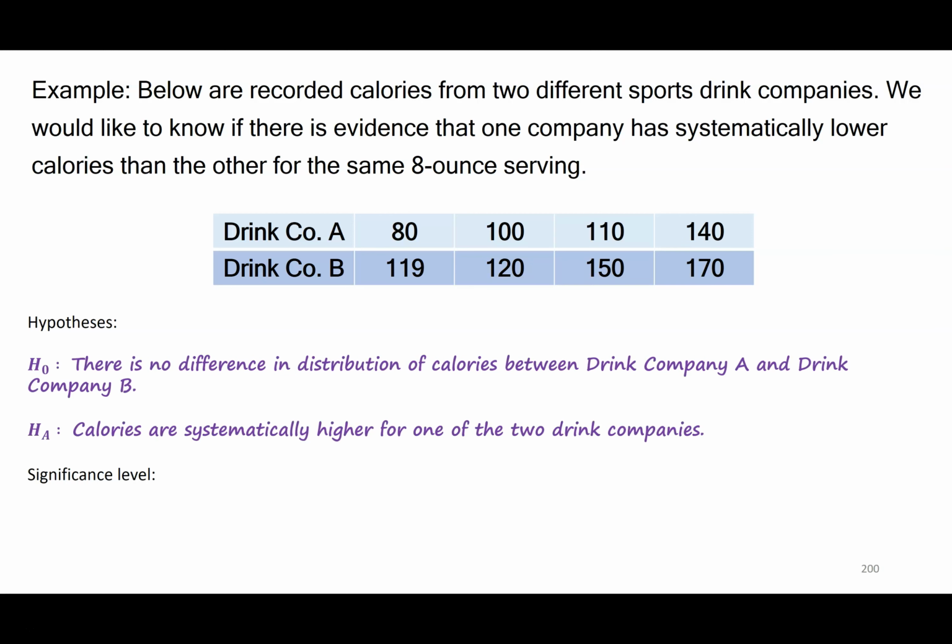So by default, we're going to assume nothing weird is going on. There's no difference in distribution of calories between drink company A and drink company B. They are the same. What would be interesting is if we could find if one of them's different, right? So we could say, for our alternative, calories are systematically higher for one of the two drink companies. So once again, here we do not have a suspicion one way or the other. We don't think that company A has lower calories or company B does. Not ahead of time, we don't.